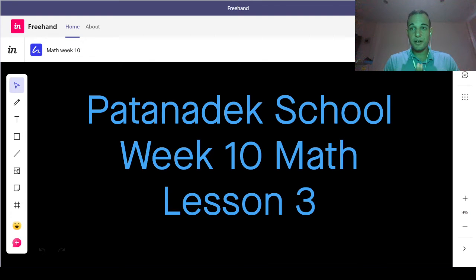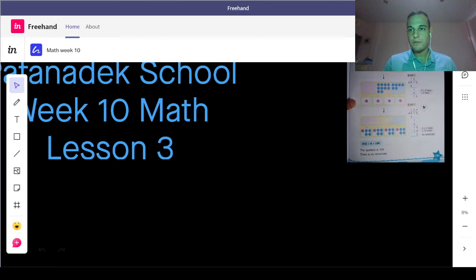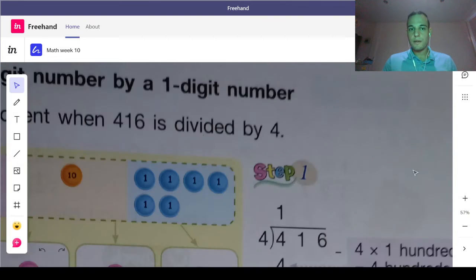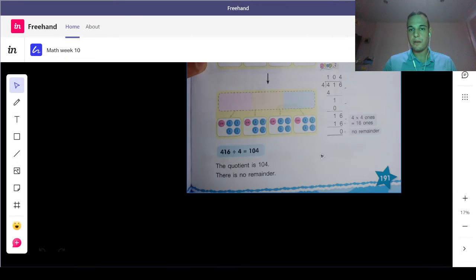All right, let's get started with the last lesson of the week, the math lesson 3. There is no homework to go over today, so let's get right into the book. All right, so we are on page 191.